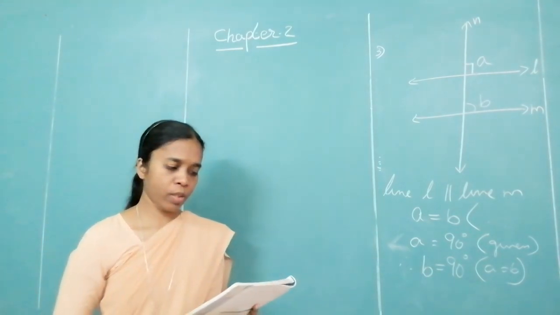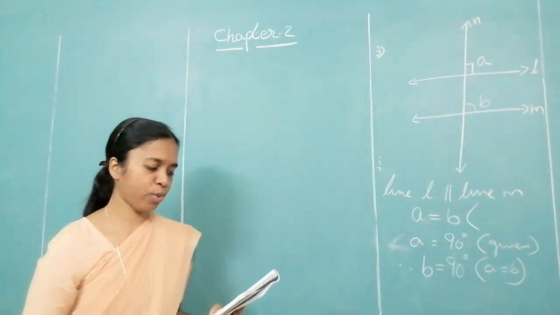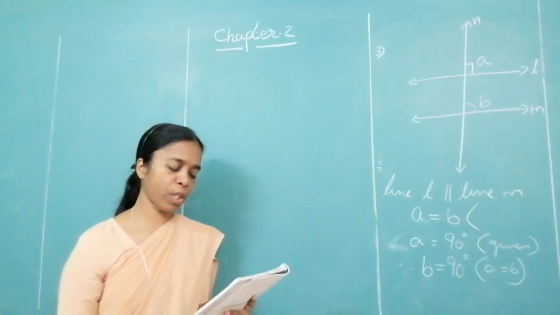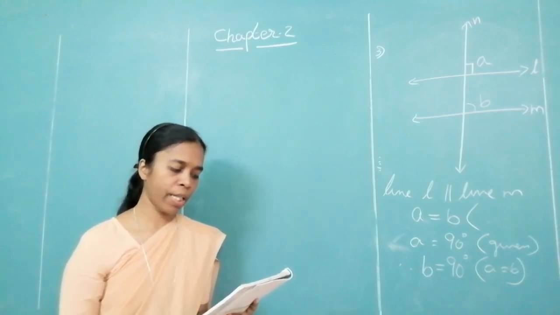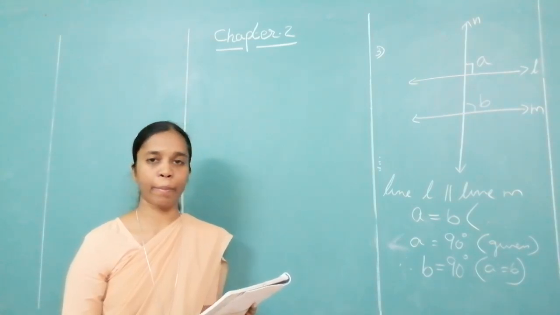We go for next question. Question number 4. In the figure 2.24, measures of some angles are shown. Using the measures, find the measure of angle X and Y. Hence, show that the line L is parallel to line M.